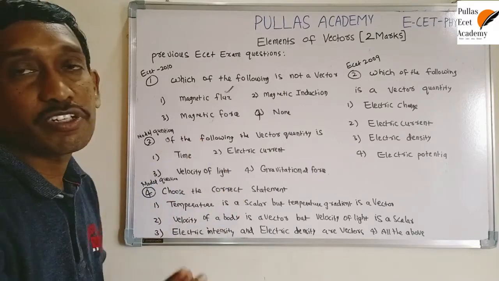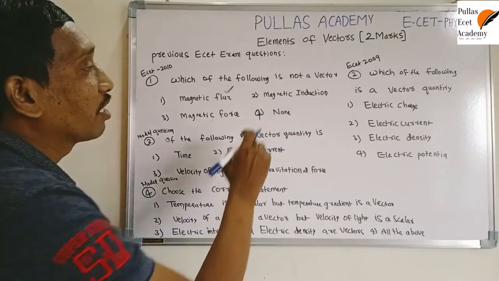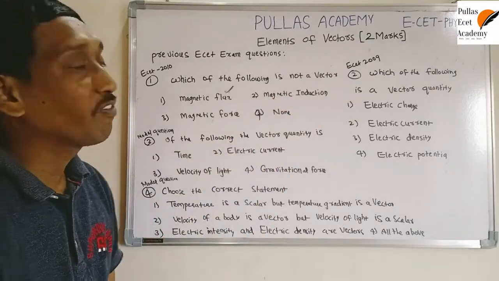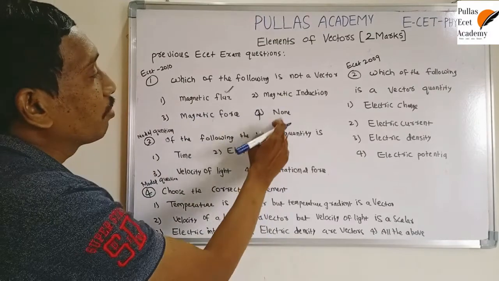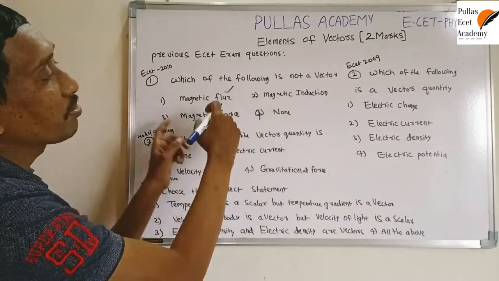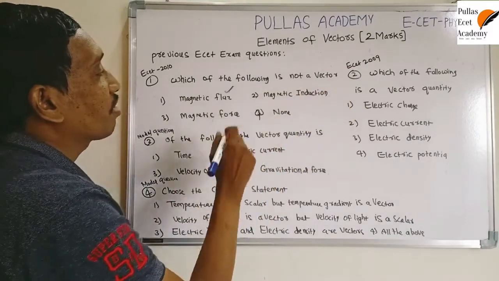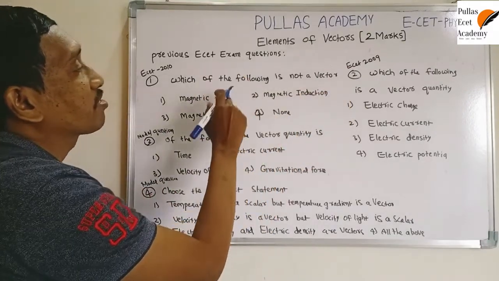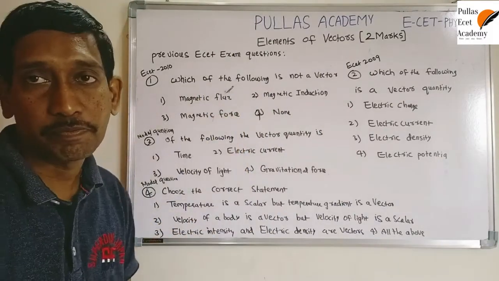So that's why you have to check once, then you get the clarity. Next, magnetic induction or magnetic field is a vector. Magnetic force is also a vector. So none means what? Here all are vectors, and we have to select a scalar. That's why these 3 options are wrong. Which is correct here? Magnetic flux is a scalar. That's why it is not a vector. This is the suitable answer.